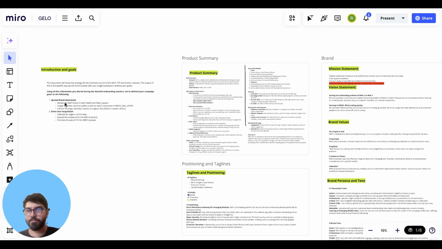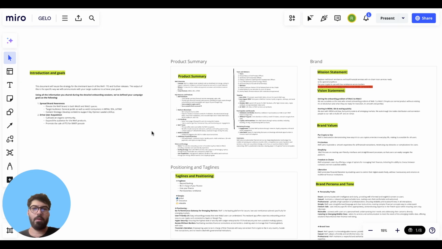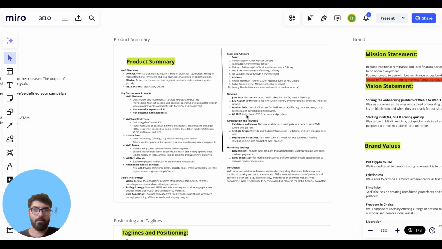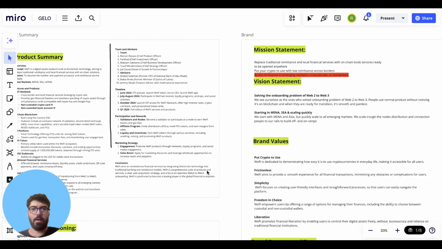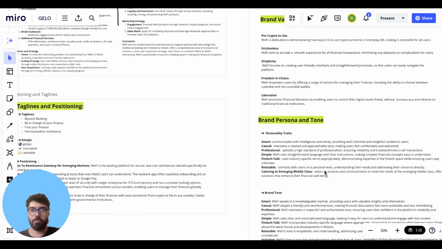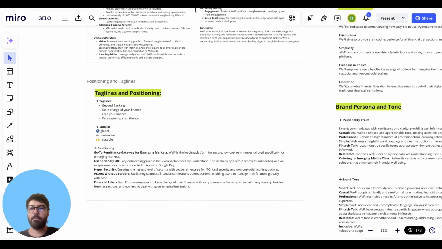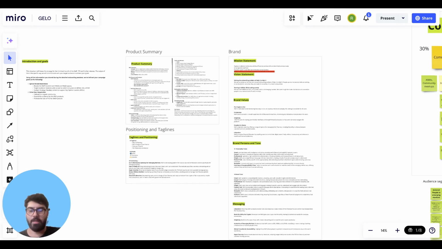We have the goals and the introduction, so a couple goals here for content. We have the product summary, we have team, timelines, other marketing strategies, the vision and the strategy of the brand, some more brand items, brand values, brand persona, and tones for social media content and other content, taglines and positioning. All these things are important to have ready and available for anyone to create content over them. Again, this is what we're wrapping the context in. This is like the clothing for our content.